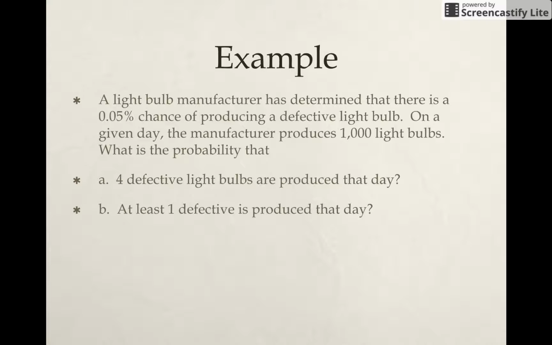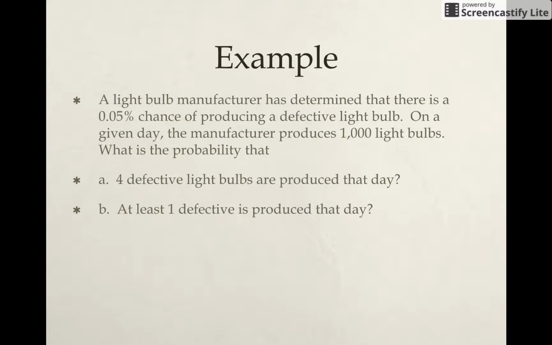Let's take a look at an example. A light bulb manufacturer has determined that there's a 0.05% chance of producing a defective light bulb. On a given day, the manufacturer produces 1,000 light bulbs. What's the probability that 4 defective light bulbs are produced that day? Part B, what's the probability that at least 1 defective light bulb is produced that day?